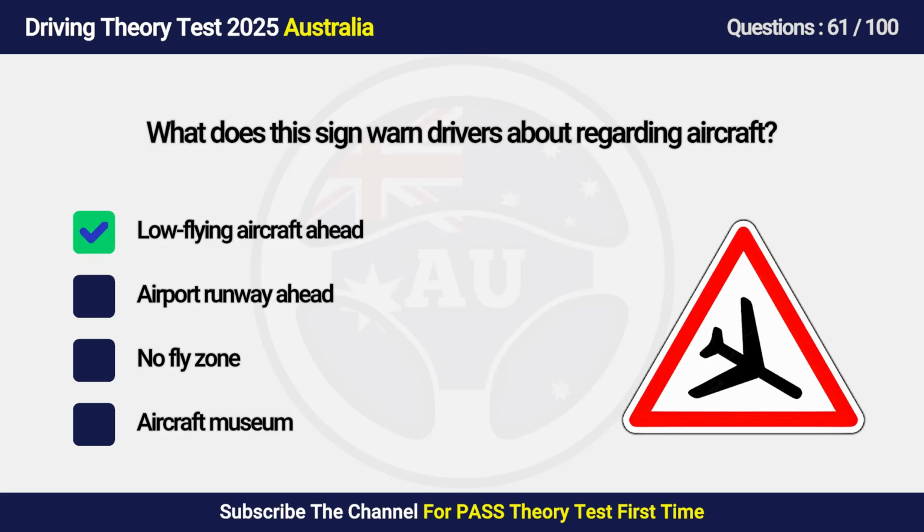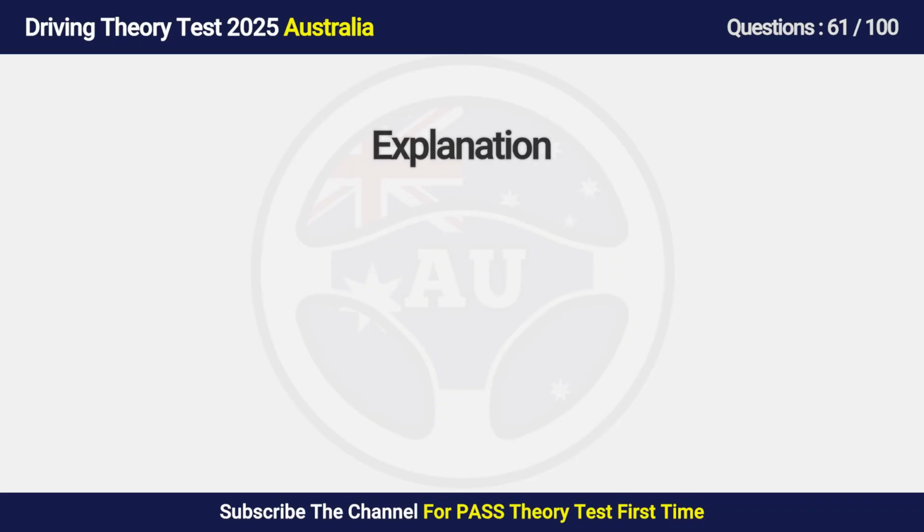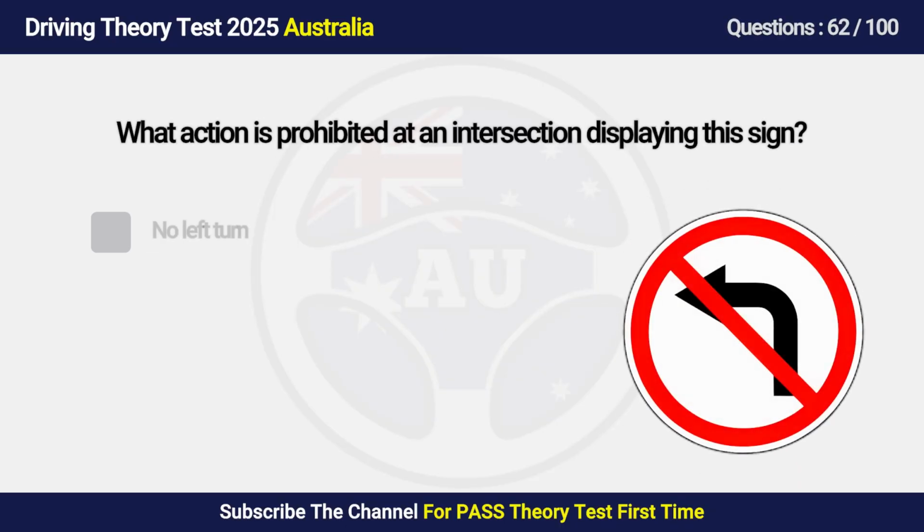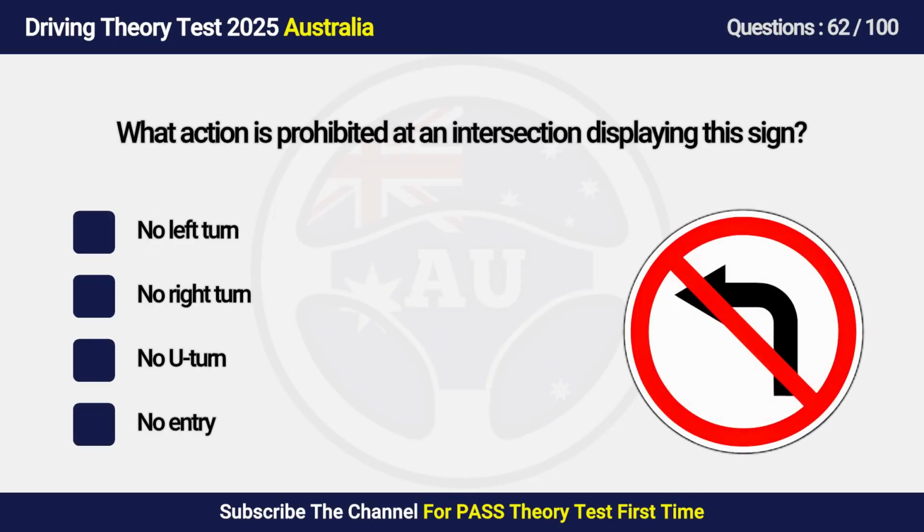Answer is A. Low-flying aircraft ahead. This warning sign indicates low-flying aircraft ahead. This sign is typically found near airports or airfields where aircraft may fly at low altitudes, potentially causing noise or distraction.